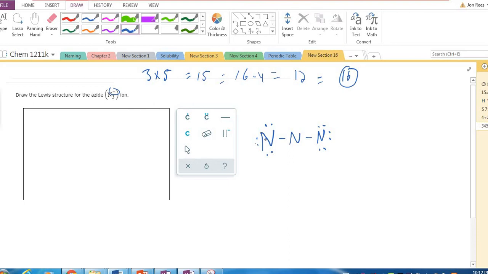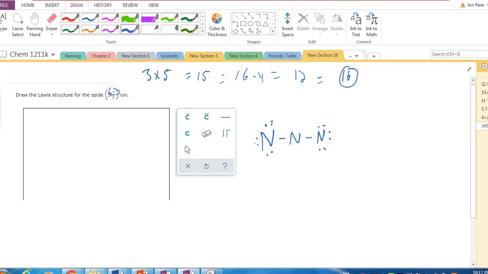So this nitrogen right here has 2, 4, 6, 8. So that one's happy. This other nitrogen on the right hand side has 2, 4, 6, 8. So we're good there. But look at that middle nitrogen. That only has 2, 4. It needs 4 more valence electrons in order to make it an octet.